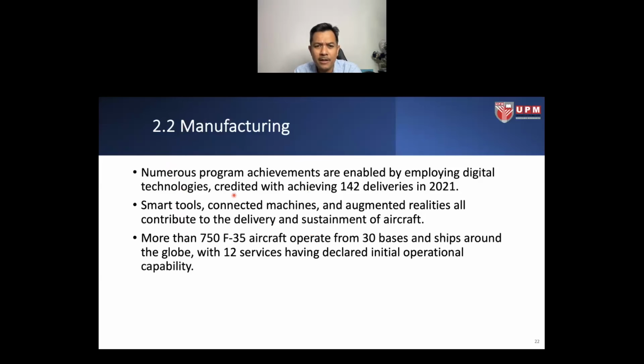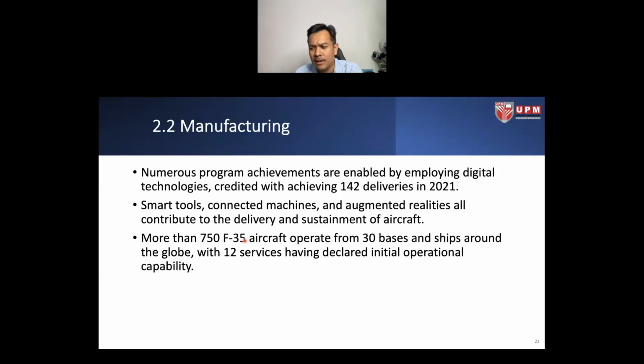This is in terms of the manufacturing capabilities. I brought a group of students in year 2017 to the F-35 manufacturing plant in the UK. In the UK, they made the wing parts for the F-35. At the same time, they also installed the engine for the Eurofighter Typhoon.